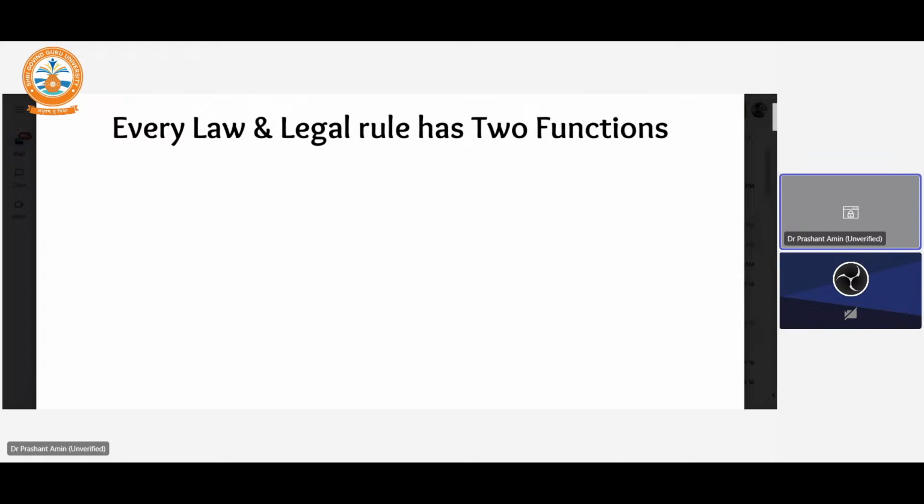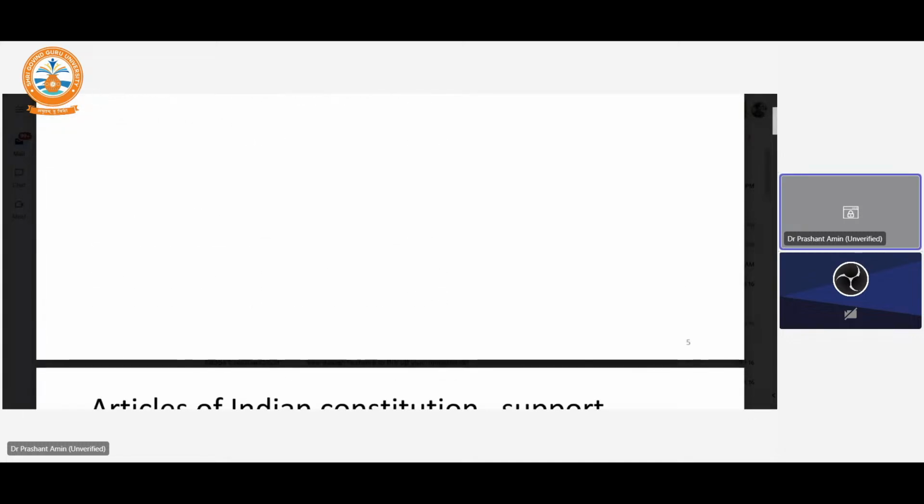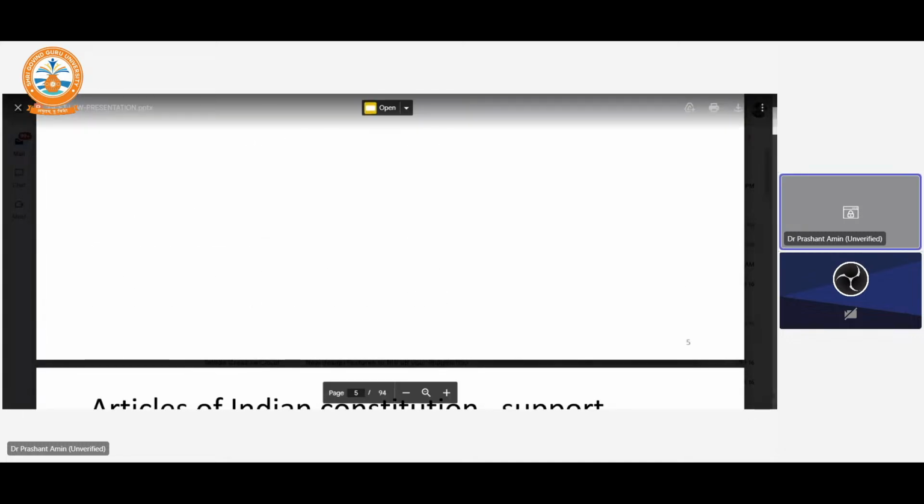Command means in order to control something, and sanction means legally the particular government or the authority has sanction for the punishment. So these are the two ways of understanding the law. So the law is the combination of the command and the sanctions.